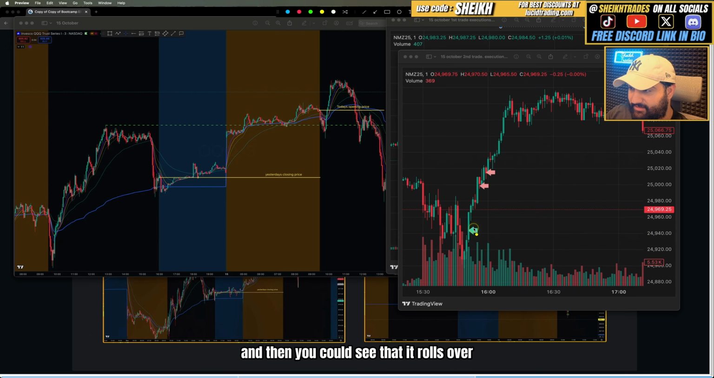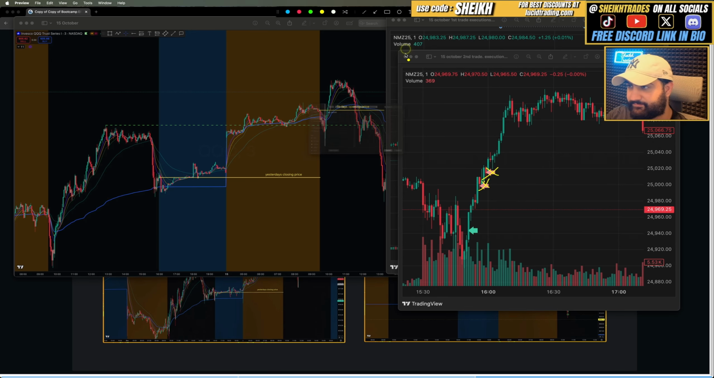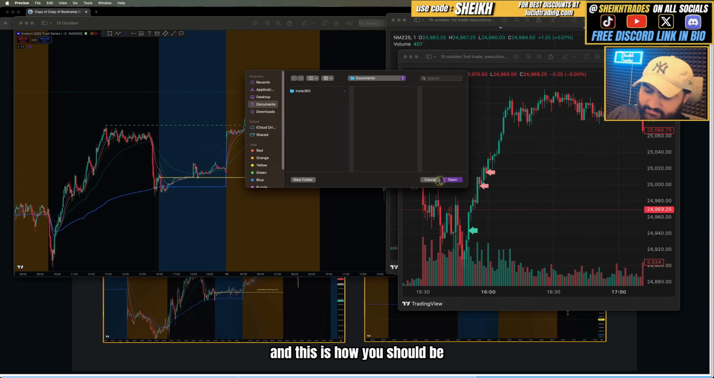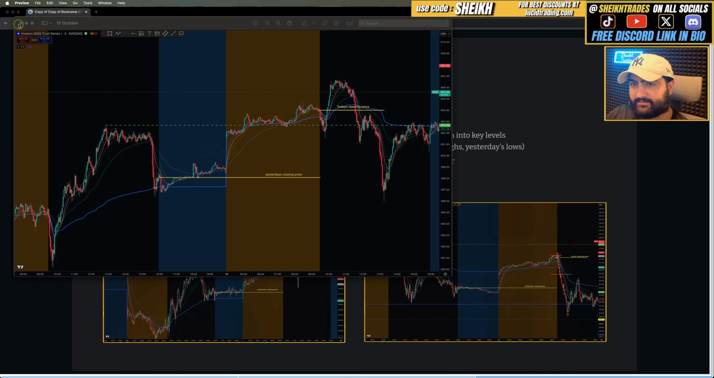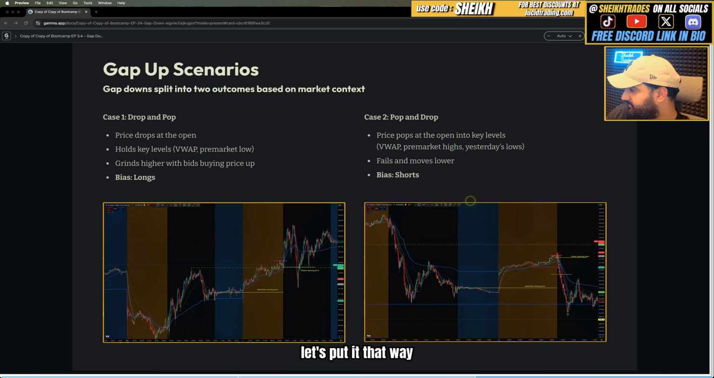And then you can see that it rolls over. I retake my setup and I get my partials out. And this is how you should be approaching every trading day like that. This is what keeps you in the game. Let's put it that way.